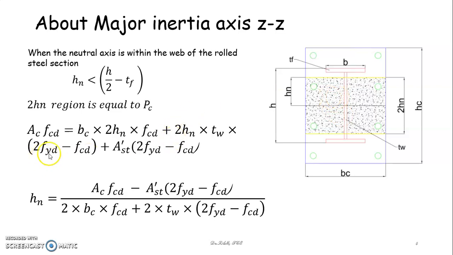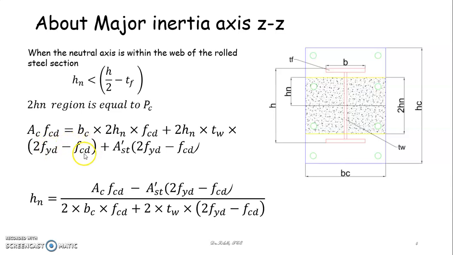Therefore, I am going to take the steel alone, eliminating the portion which is already taken in the gross cross section. So in this region, the stress in the structural steel is found to be 2Fy. Please refer to my previous lecture about the stress. So in this 2H region, my stress in the structural steel will be 2 times FYD, that is the design stress in structural steel, minus the concrete stress.